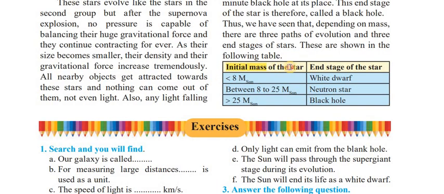Here the final stage of a star depends on its initial mass. Less than 8 mass of sun, it is known as a white dwarf. Between 8 to 25 mass of sun, neutron star. And more than 25 mass of sun, this stage is known as black hole.